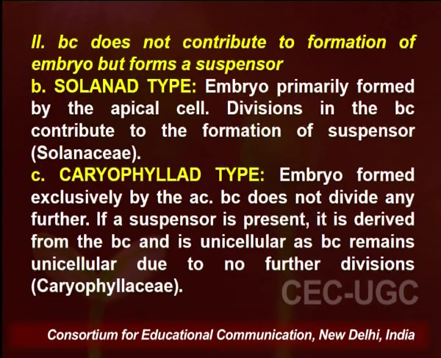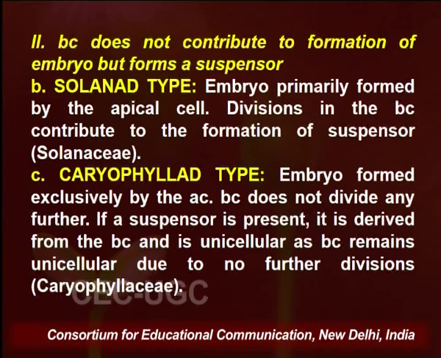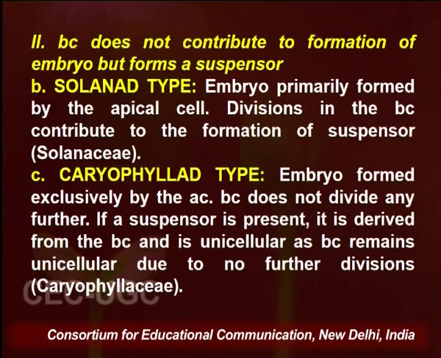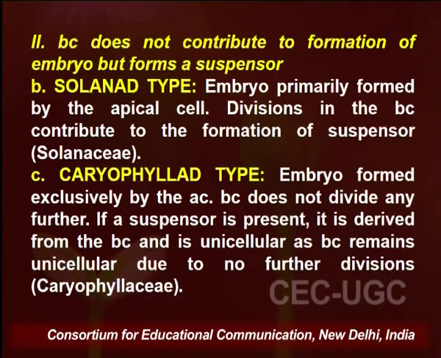When basal cell does not contribute to the formation of the embryo, but it does contribute to the formation of a suspensor, we have the solanad type of embryogeny. Embryo is primarily formed by the apical cell. Divisions in the basal cell, when they occur, contribute to the formation of a suspensor. This type of embryogeny is characteristic of family Solanaceae.